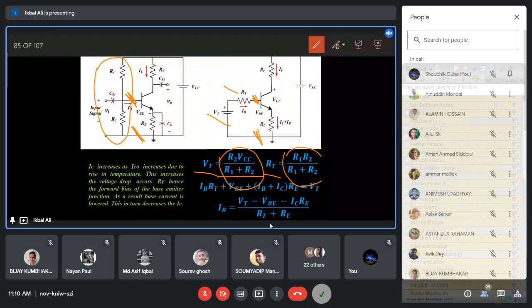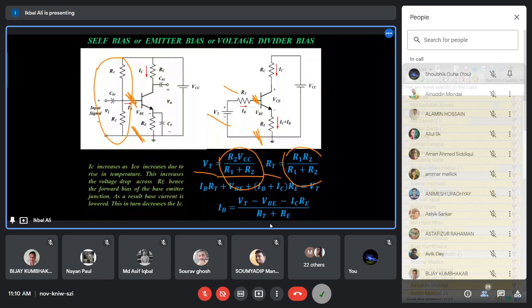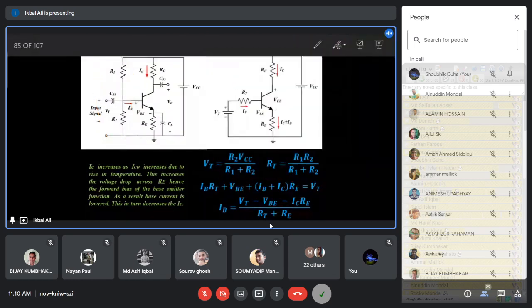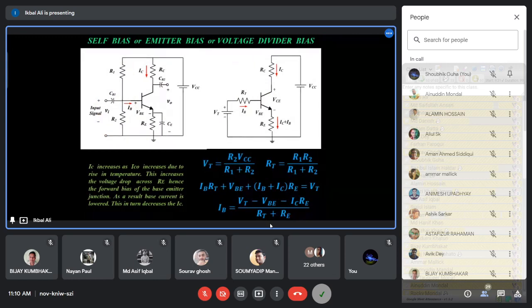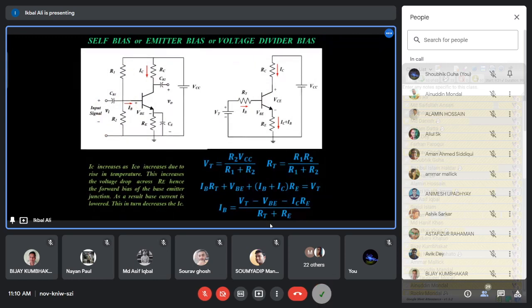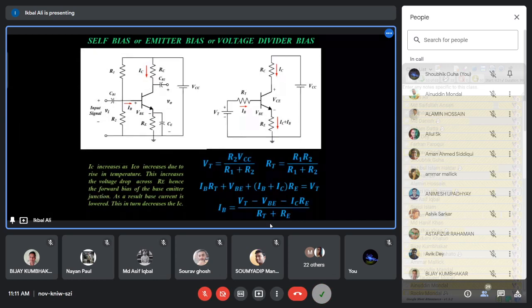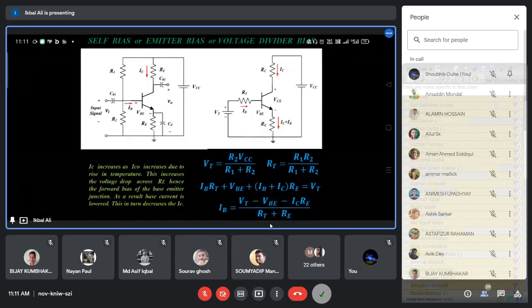I hope that you have got this one. Have you understood this one? Is there any question? Is there any difficulty to understand? Any question? Anybody has any doubt?